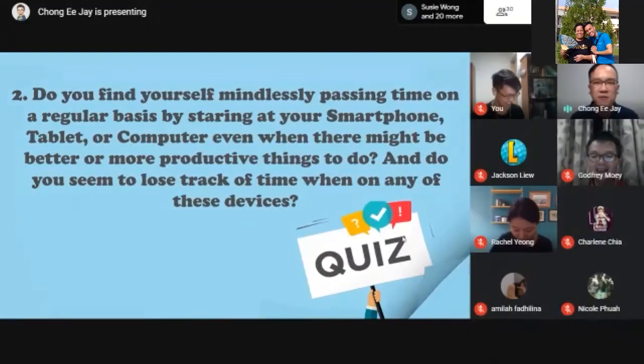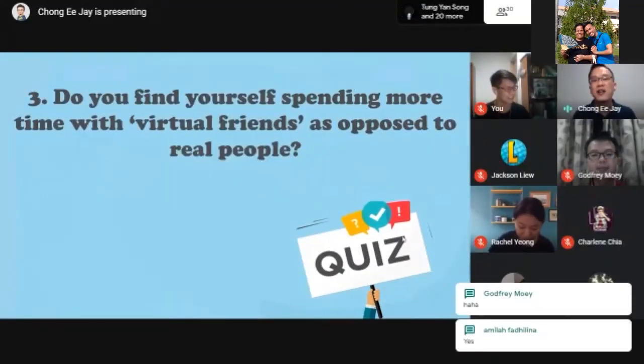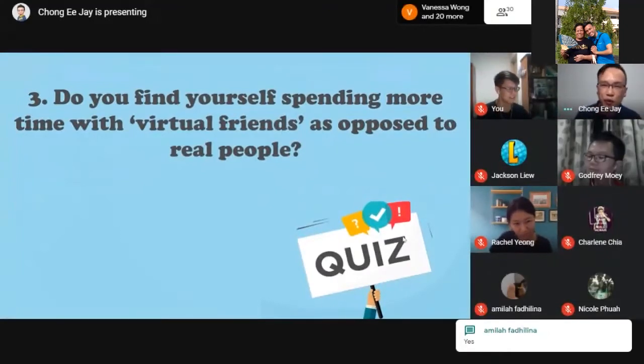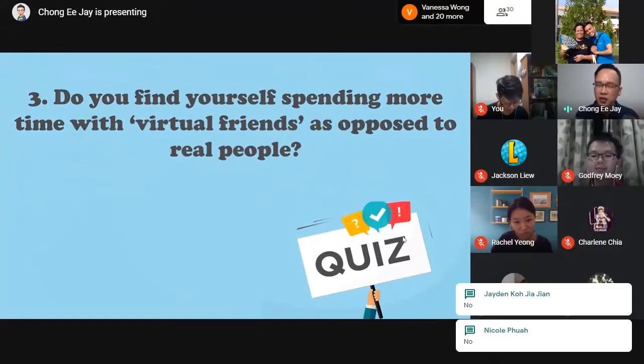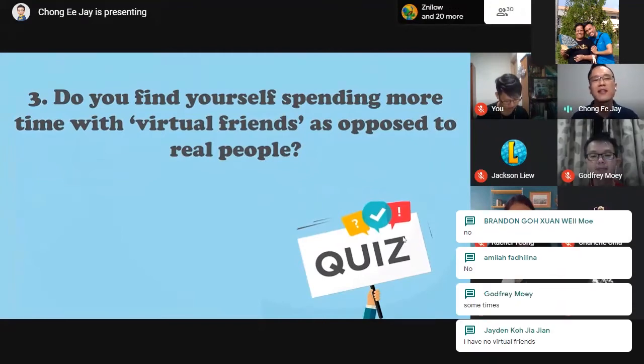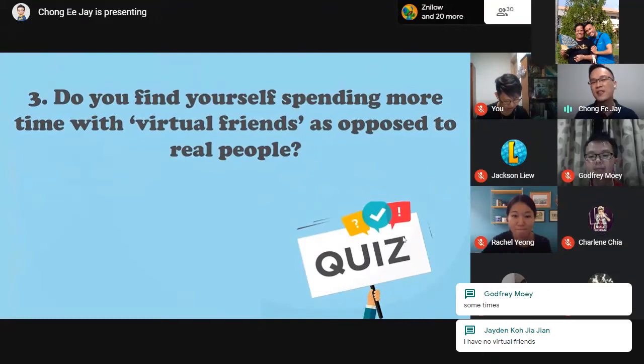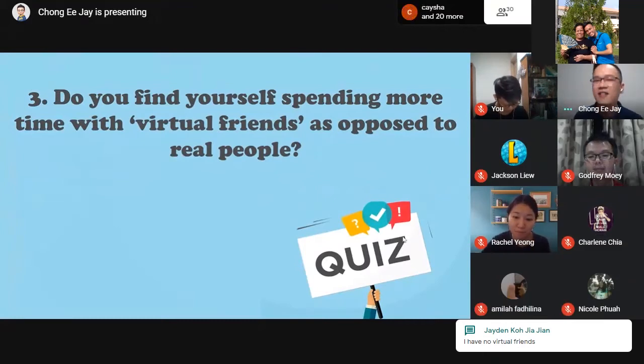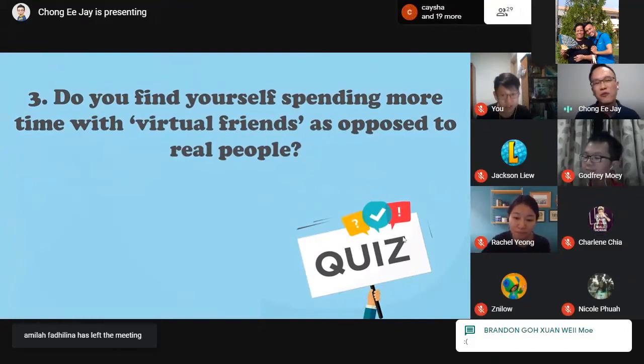Moving on, question 3. Do you find yourself spending more time with your virtual friends versus your real friends, the real people? Catching up with them, meeting up, and all that, but never mind, just text them, group chat can already, don't want to meet. Do you find yourself doing so more and more? If it's yes, then you put yes. Question 4.